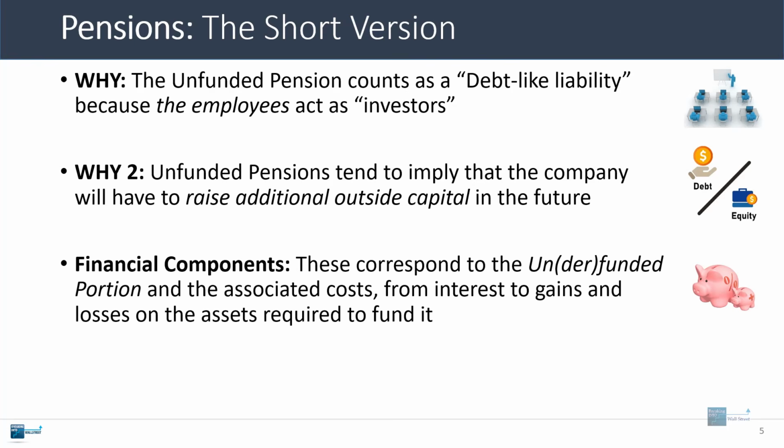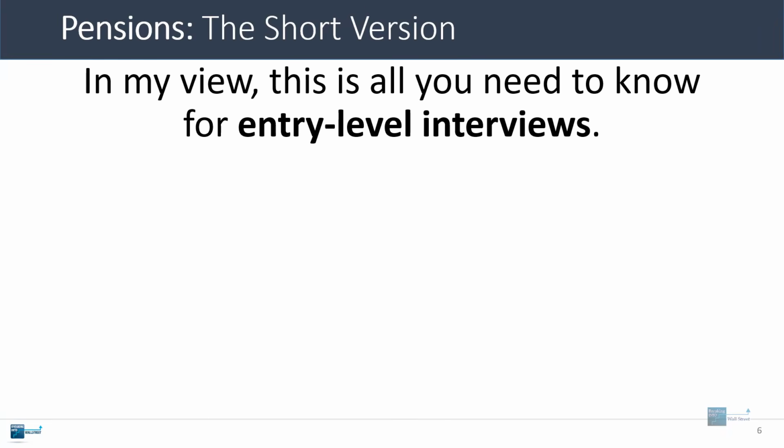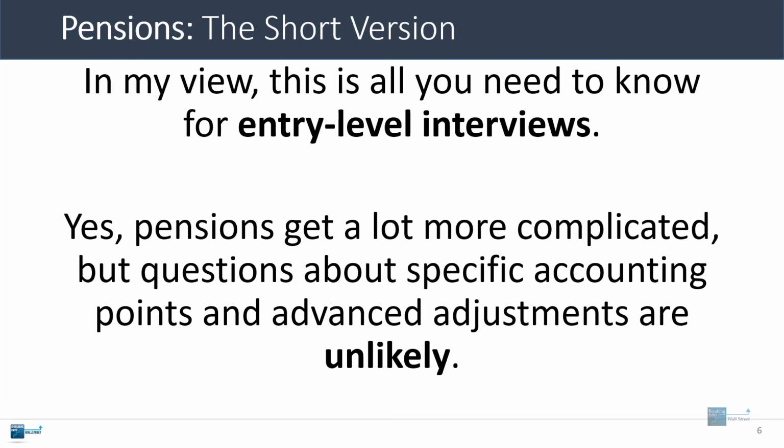The financial components associated with the pension correspond to the underfunded or unfunded portion. And so you add the unfunded portion in enterprise value and you exclude the associated expenses from metrics that pair with enterprise value. That's about all you need to know for entry-level interviews, in my opinion. Pensions obviously get a lot more complicated, but I think that specific questions about the accounting treatment and the exact line items and advanced adjustments are quite unlikely.